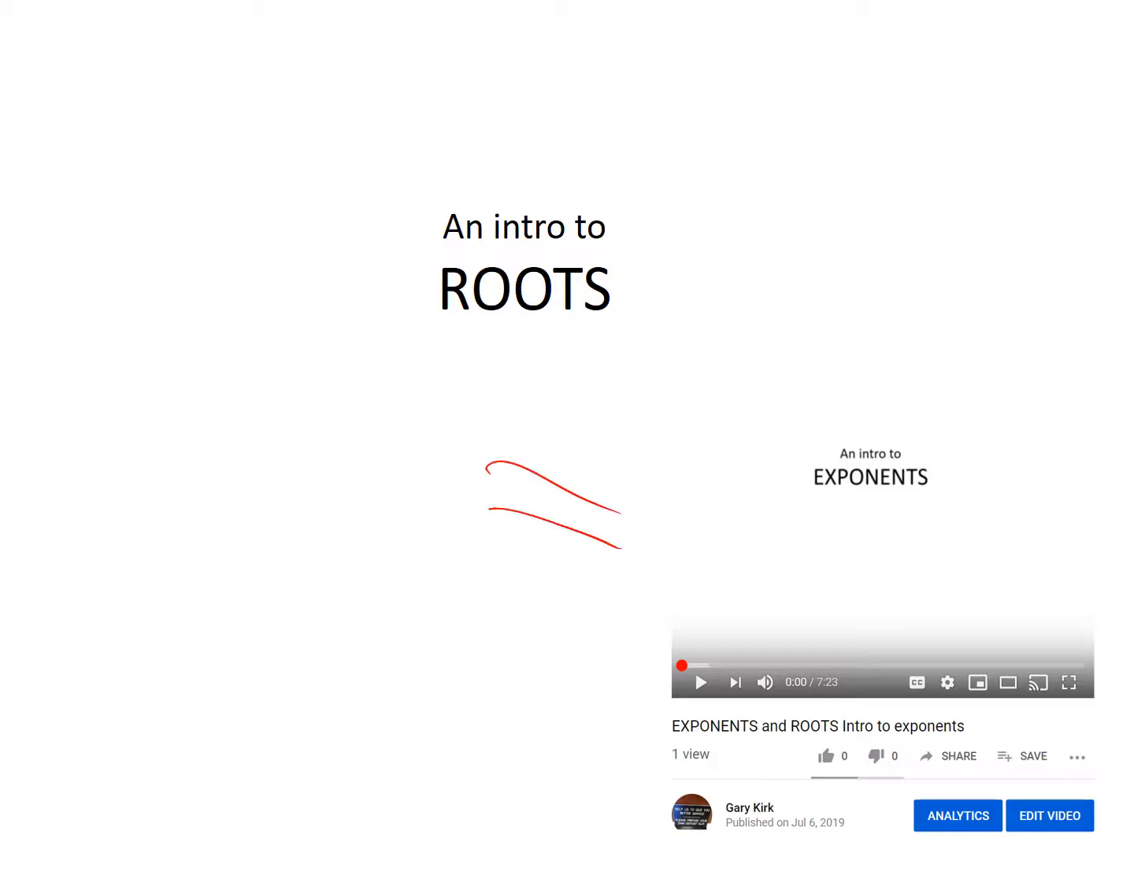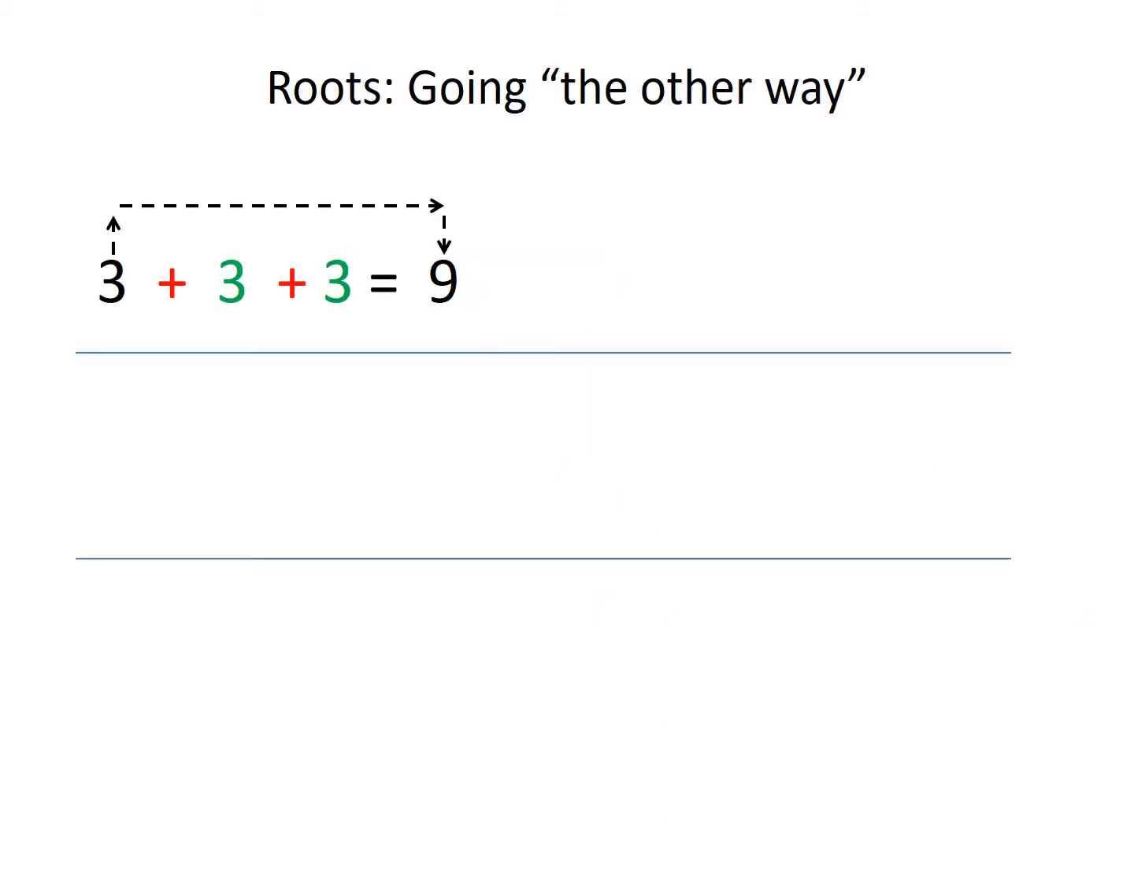I put one out here recently. You can search for this guy, and it's relatively short, and it just touches on exponents. Either one, just so that you get a little bit of familiarity with exponents. All right, let's forge onward here. So we talk about roots.